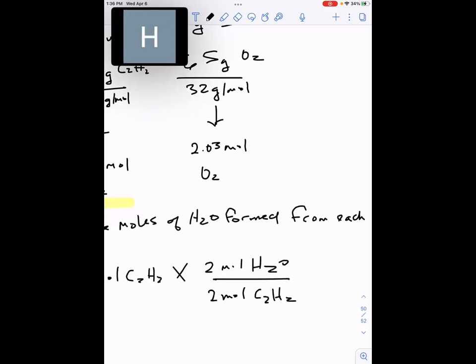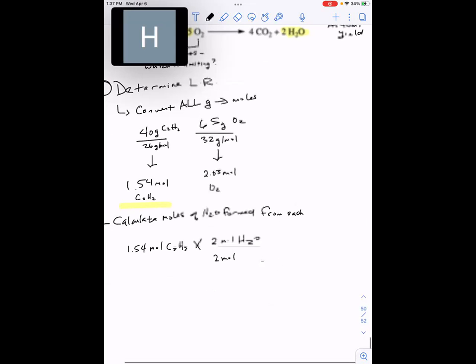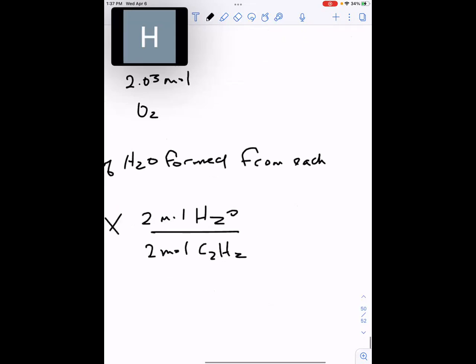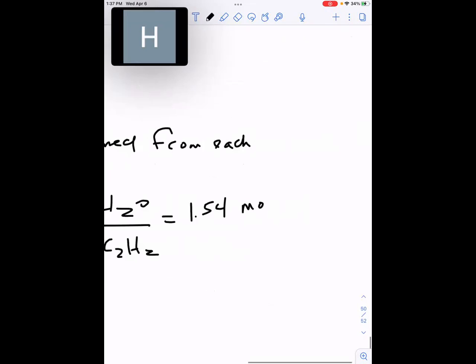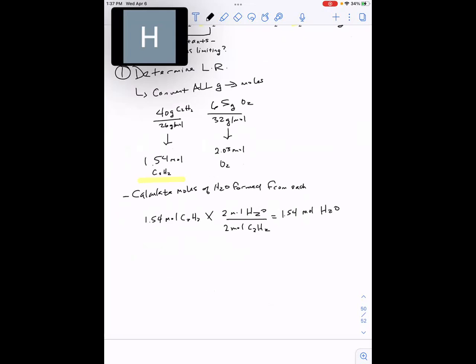All right. So that's the setup. The 2's are going to cancel, obviously, so we'll just be left with 1.54 moles of water. And once you calculate it, you can see that you got 1.54 moles, because 2 to 2 is the same as saying 1 to 1.